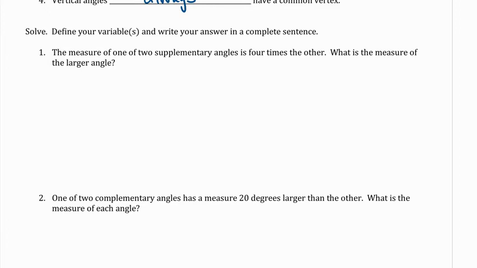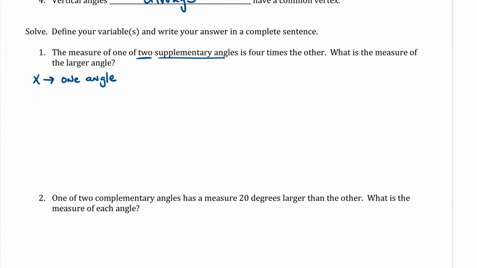So the first one says the measure of one of two supplementary angles is 4 times the other. What is the measure of the larger angle? Okay, so what I notice here is we're looking at two angles, and those two angles are supplementary, right? So I'm going to start with my two angles. I'm going to let x represent one of the angles. So my x is one angle.